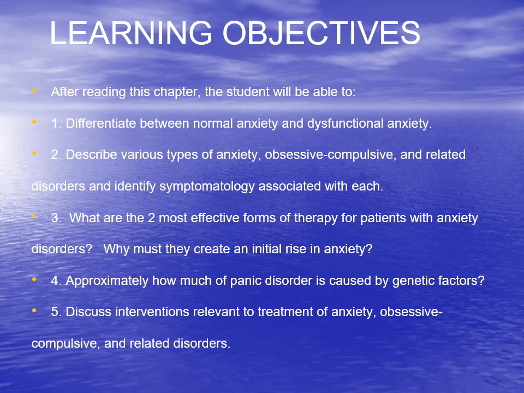Describe the various types of anxiety, and what we're talking about is the mild, moderate, severe, and panic level anxiety. Then we have obsessive-compulsive disorder, and the other disorders like agoraphobia and panic disorder and all the symptoms. The two most effective forms of therapy for patients with anxiety disorders, which I discussed a moment ago, are exposure therapy and systematic desensitization.